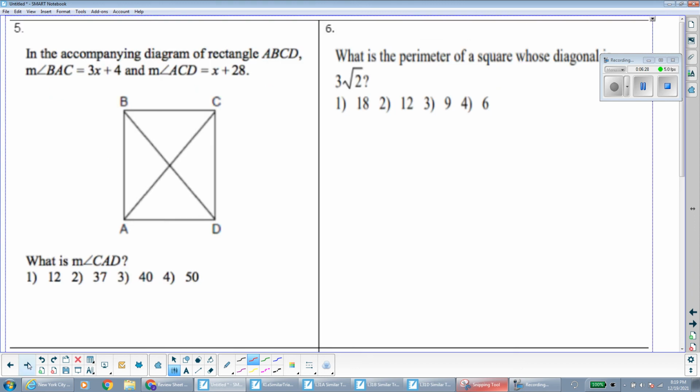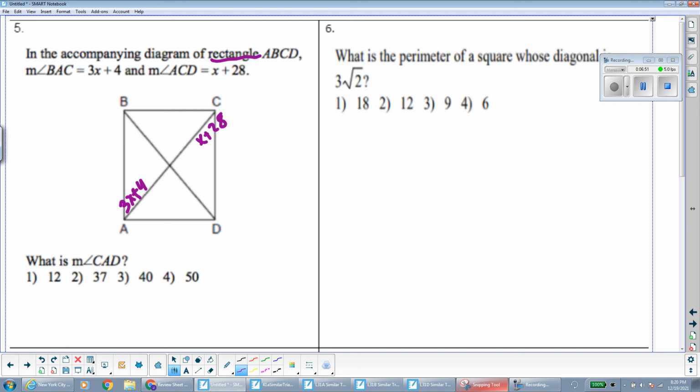Number 5, we have a rectangle. So let me underline that, rectangle ABCD. We know that the measurement of angle BAC, so this angle here, is 3x plus 4. And we know that the measurement of angle ACD, this angle right over here, is x plus 28.